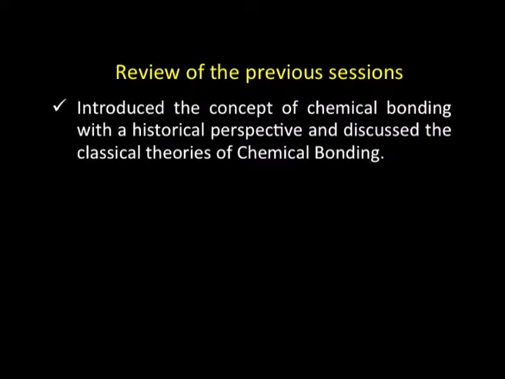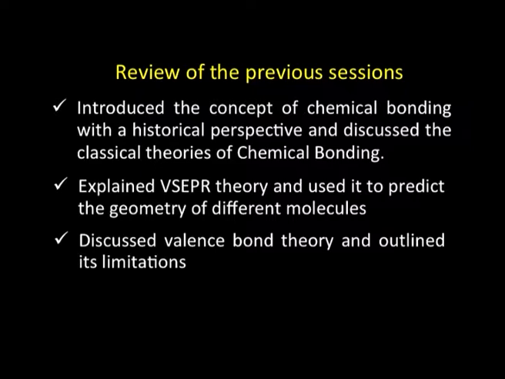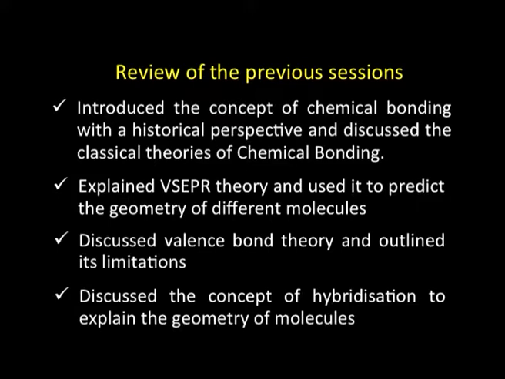What we have done so far is, we started by introducing the concept of chemical bonding with the historical perspective and discussed the classical theories of chemical bonding, wherein we talked about Kossel's theory and Lewis theory and things like that. Thereafter, we explained VSEPR theory and used it to predict the geometry of different molecules. Having done that, we moved on to discussion on valence bond theory and outlined its limitations. Then, in this context of limitations, we brought in the concept of hybridization, discussed it, and then saw how we use it to explain the geometry of molecules. So, that is all we have done so far.